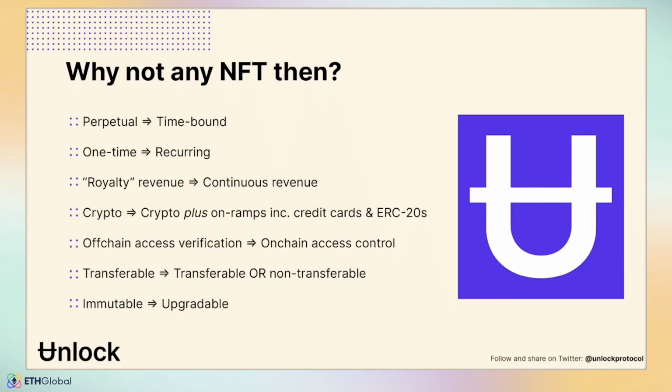Similarly, at Unlock, we've built inside the smart contract several capabilities that would allow you to support not just crypto payments, but also payments using, for example, ERC20 tokens. And specifically on top of that, also fiat payments using credit cards, for example, and we'll come back to this in the future as well.